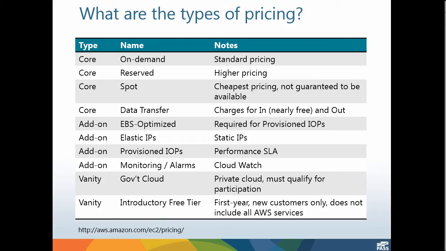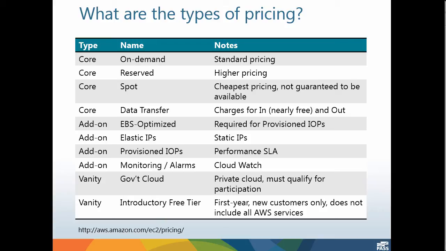Provisioned IOPS is another add-on that is common. The one I often use is around SQL Server in the cloud, where you have relational database services, which guarantees high availability, but you can also optionally use provisioned IOPS, which requires EBS storage, which costs more, and the IOPS costs more.